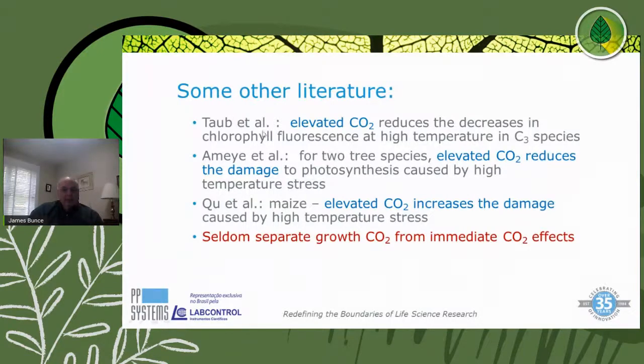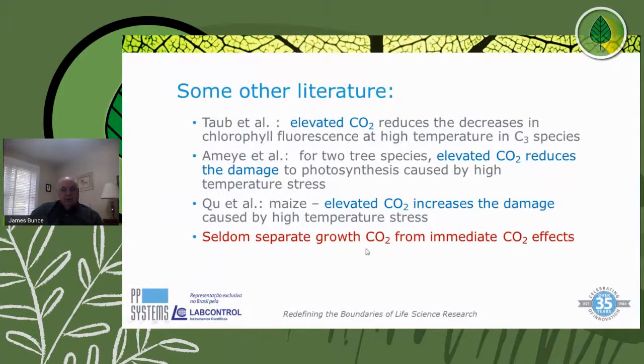Some other literature: Taub found that elevated CO2 reduces the decrease in chlorophyll fluorescence that happens at high temperature in several C3 species. So there are no real photosynthetic measurements here. It's just chlorophyll fluorescence. Another study found for two tree species that elevated CO2 in open-top chambers actually reduced the damage to photosynthesis caused by high-temperature stress. And then another paper, with maize, found that elevated CO2 actually increased the damage caused by high-temperature stress.